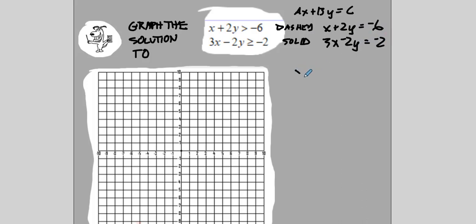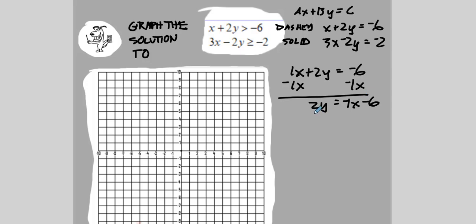So let's start with x plus 2y equals -6. Okay, so we got to solve this for y. So I got to get the y by itself. So I need to first, I'm going to put a 1 there, but I need to subtract 1x from both sides. So I get 2y is -1x minus 6. Solving for y, undo the multiplication, divide by 2. So y is -1/2 x minus 3.